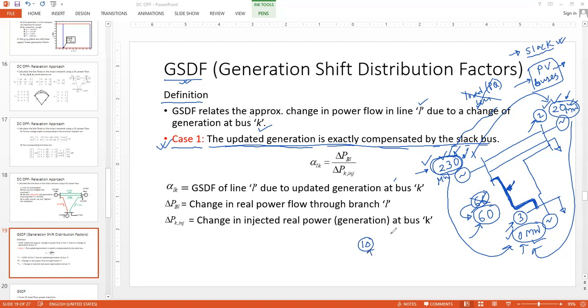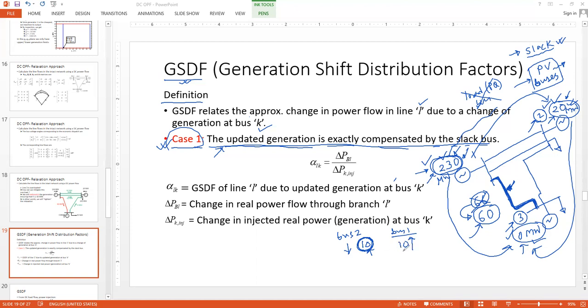It means if I am reducing this generation by 10 megawatt, then who is going to compensate this loss or reduction of generation? This line says in case 1 that all this reduction of generation at bus number 2 should be compensated by the slack bus. That means if bus 2 has a reduction in generation, in bus 1 for our case, the same 10 megawatt will be supplied by the slack generator alone.